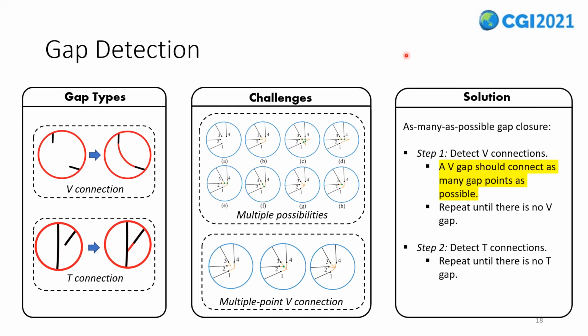So we propose our method with 2 steps. The first step, we detect V connections, and then we detect T connections after that. A V gap should connect as many gap points as possible. Now we will introduce how to find V connection and T connection from a cluster.